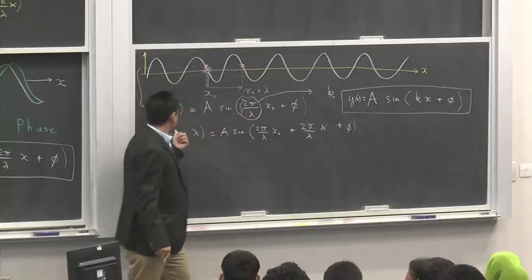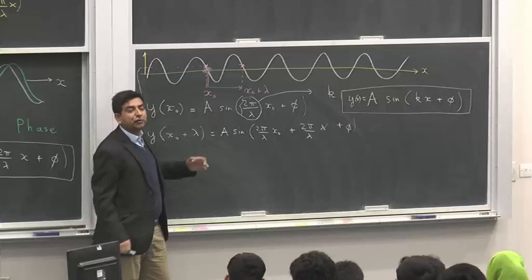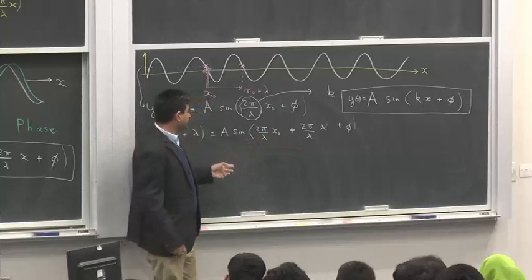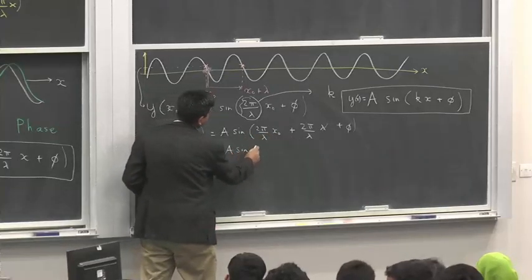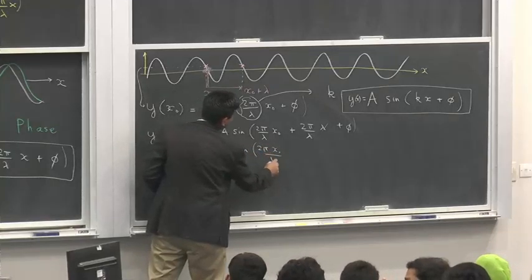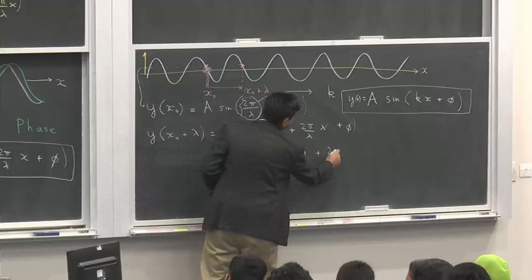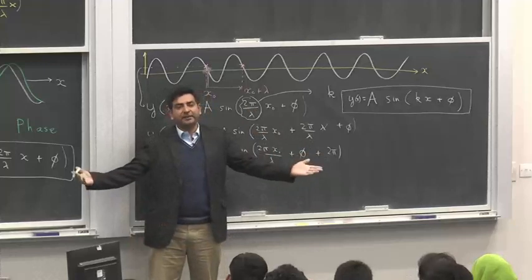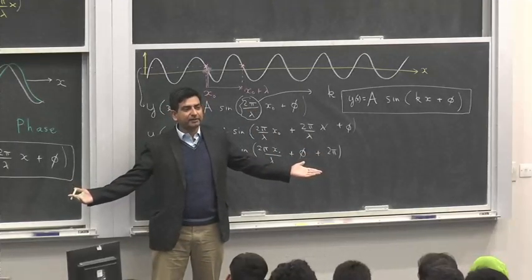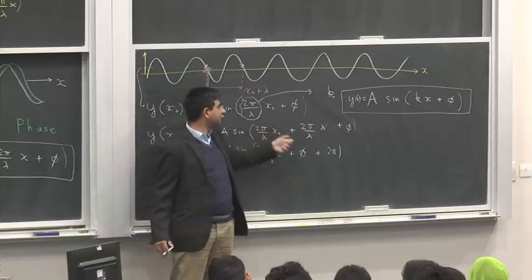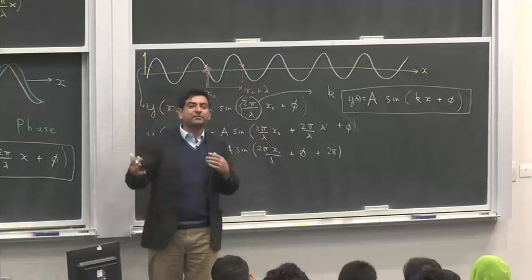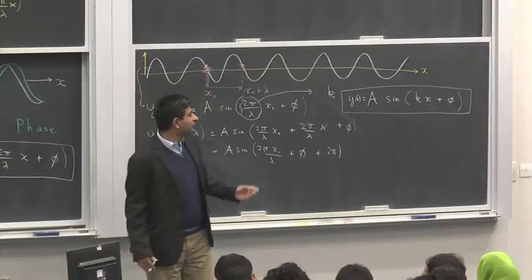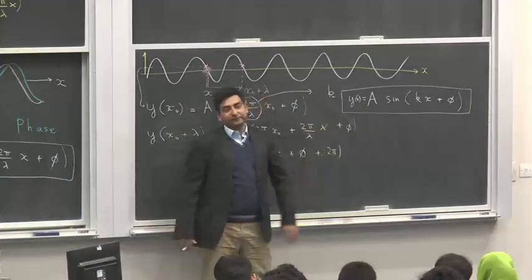So if instead of x naught, I have x naught plus lambda, so I advance in position by lambda, then this is the argument. This becomes a sine of 2 pi x naught over lambda plus phi plus 2 pi. Now this is a sine function, and if I change the sine function by multiples of 2 pi, nothing changes. So I have to have this factor 2 pi over lambda in the formula to ensure the periodicity of the sine function, which has a period 2 pi. Okay? So this is my general formula for a wave.